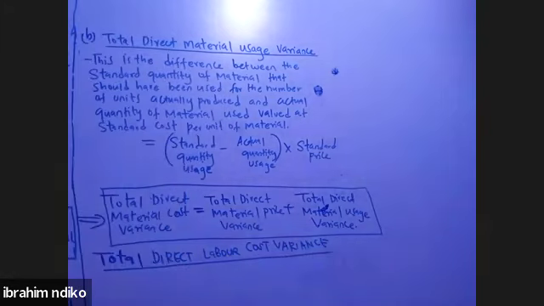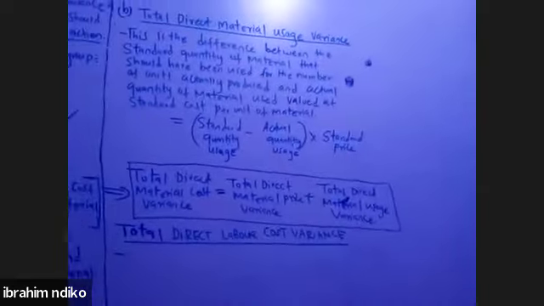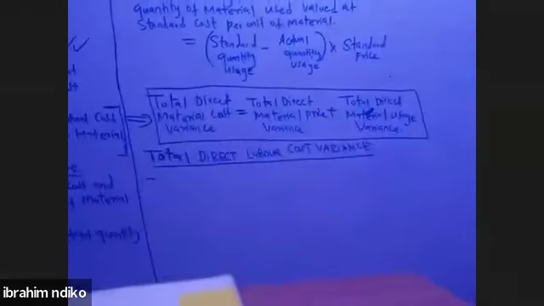So number 2. That one is number 2. Now, what is this? What do you mean when you talk about total direct labor cost variance? What do we really mean? So this is what we mean. So I'm going to remove this one. Tuteremke chini kidogo.